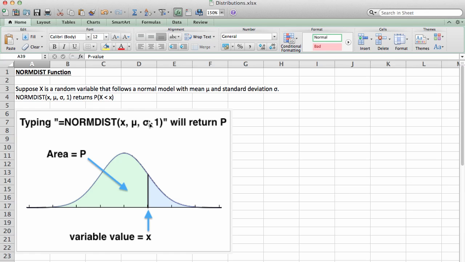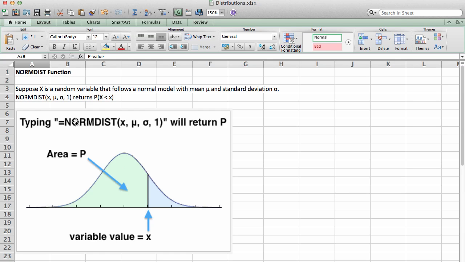Let's start out talking about the Excel function NormDist. This is a function that's useful for working with the normal model, and basically it helps you convert statements about x values, or values of a normal variable, into statements about probabilities.